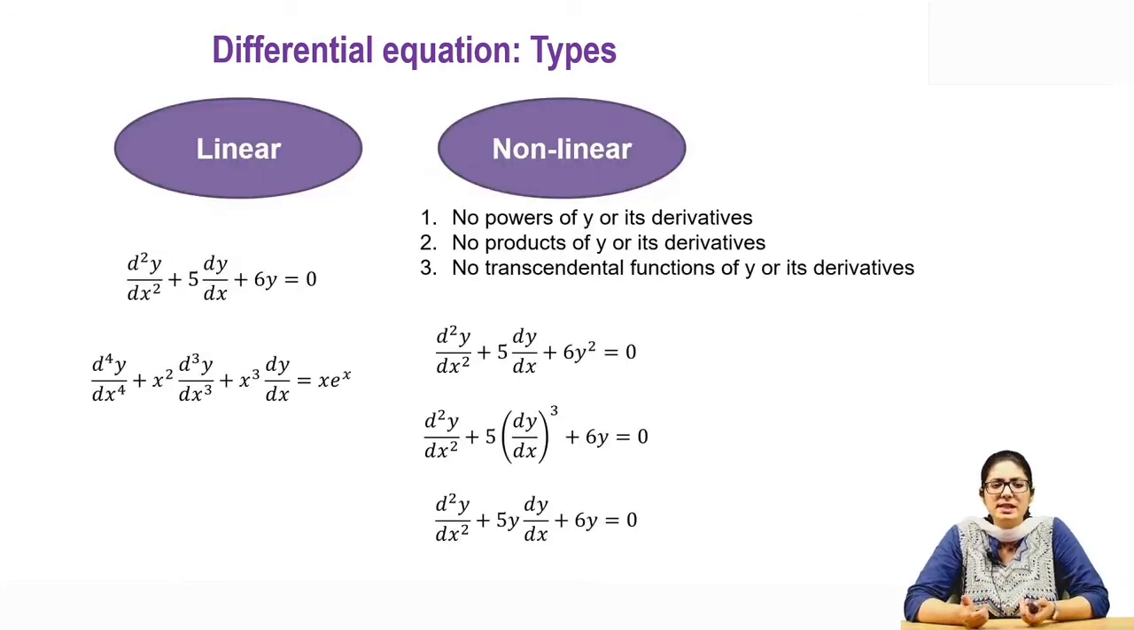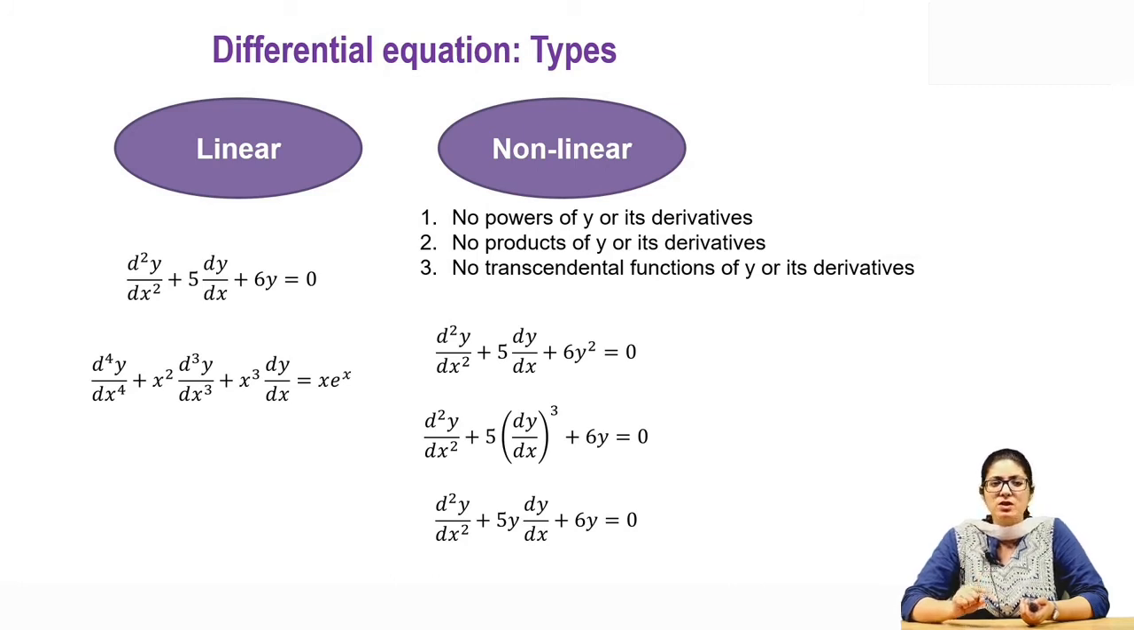Here you can see in the case of linear equations, you have the second order derivative whose power is 1, then we have the first order derivative whose power is 1, and then we have the power of y equal to 1. So, this is a linear equation.